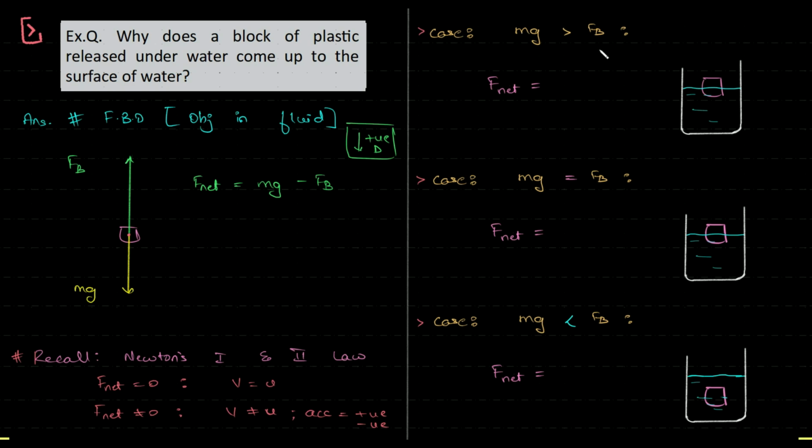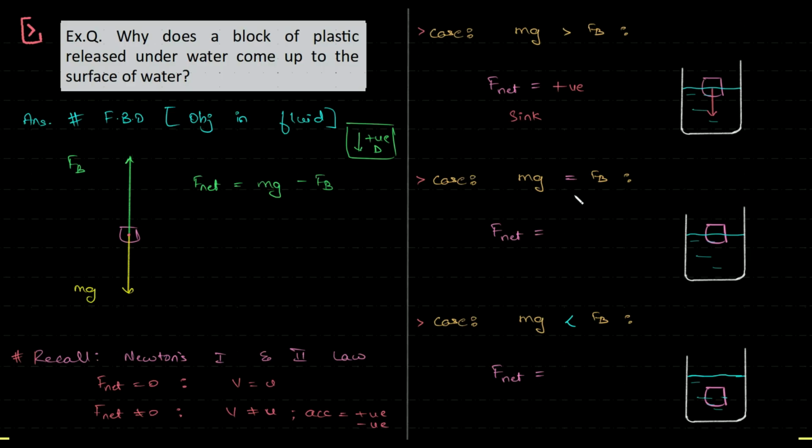When mg is greater than fb, when this particular condition is satisfied between these two terms, what happens to f net? Yes, it would be a positive value, right? What does that mean? The force would be pointing downward. And if there is a force that is non-zero, what happens? The object will accelerate. That is, in this case, it will sink. Agree? That is, the weight is more than the buoyant force, so the object will sink.